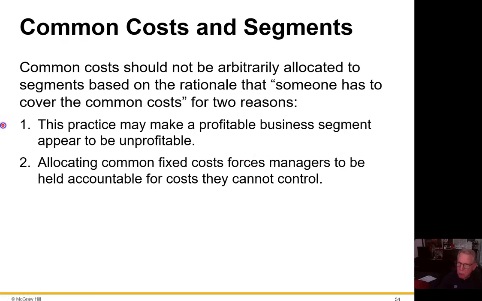Number 1, this practice makes a profitable business segment sometimes appear to be unprofitable. I have seen that sadly several times. And number 2, allocating common fixed costs forces managers to be held accountable for costs they cannot control. Not a good practice.